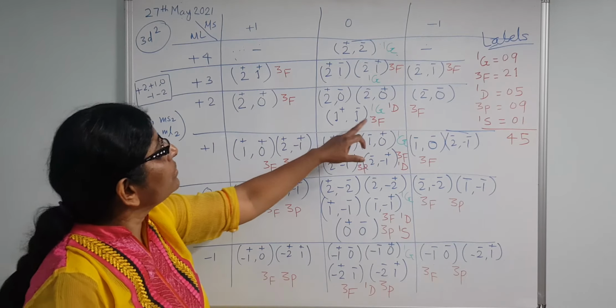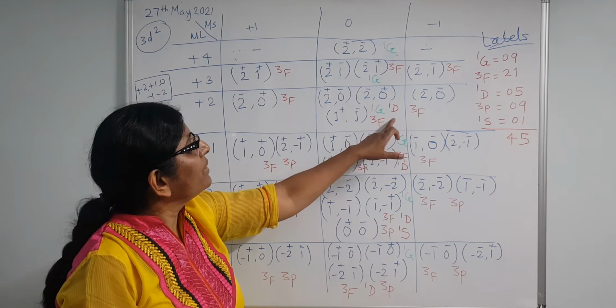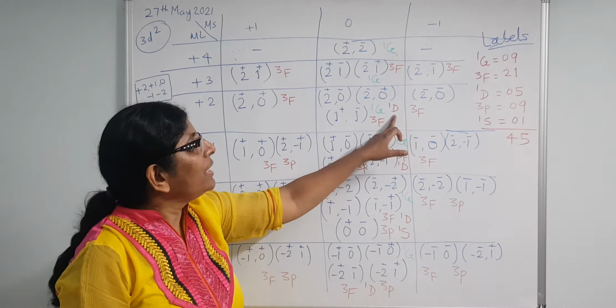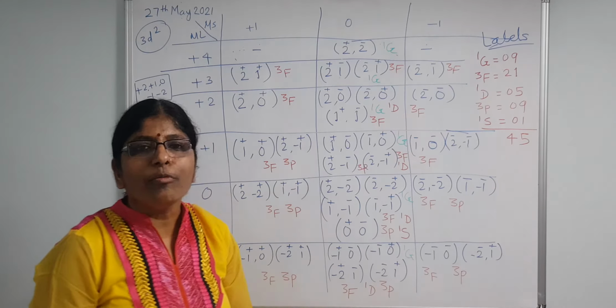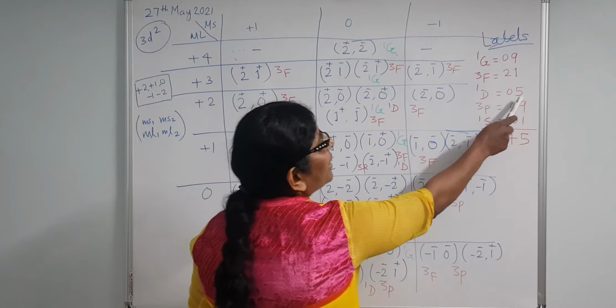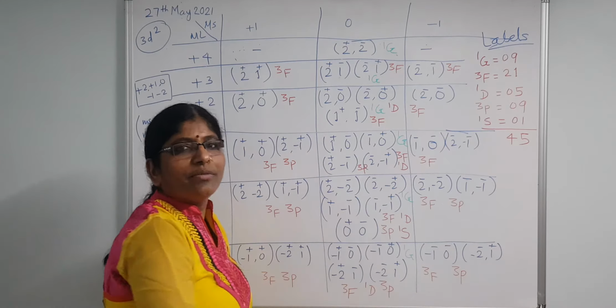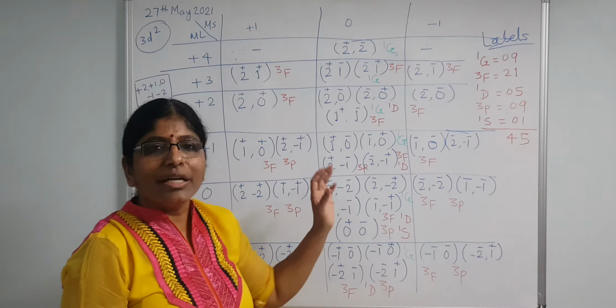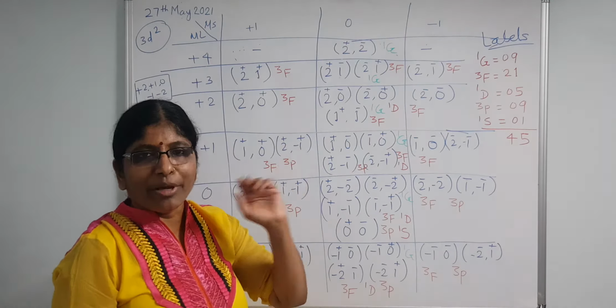If you come down, here it is unlabeled, where ml is equal to plus 2 and ms is equal to 0, and the label will come 1D. Okay, and then find the total multiplicity of 1D. It will come 5 by the 2L plus 1 into 2S plus 1 formula. That means we can label this 1D for 5 microstates.